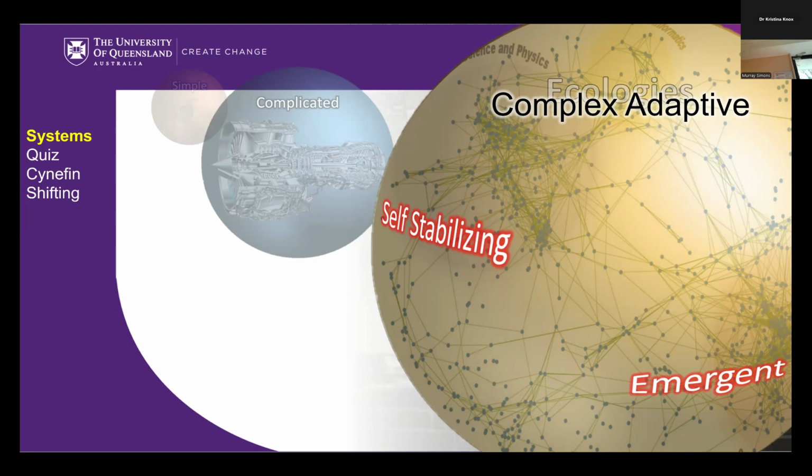Emergent is the other property. Emergent is when the system keeps changing over and over. And so the self-stabilizing influences are decreased in terms of their influence. And instead of restoring the system back to how it was, the emergent properties are actually causing the system to continue in a new direction and constantly evolve.